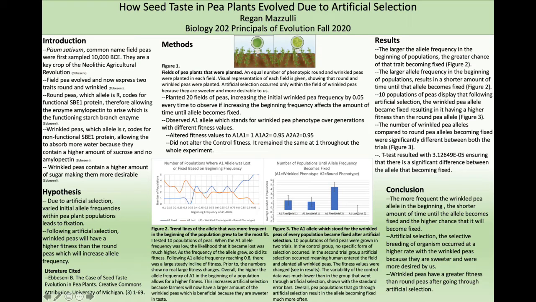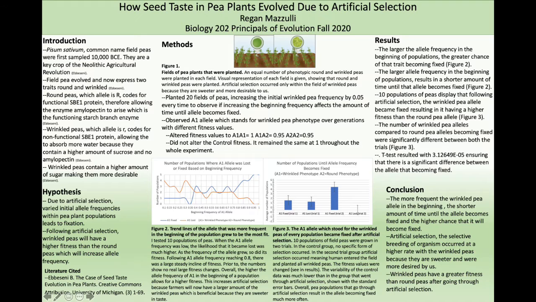So in conclusion, if we move down to our conclusion section, we have found that the more frequent the wrinkled pea allele in the beginning, the shorter amount of time until that allele becomes fixed, and the higher chance that it will become fixed. And we found that artificial selection, which I've said is the selective breeding of an organism, occurred at a higher rate with the wrinkled peas because they were sweeter and more desirable to us, and that the wrinkled peas have a greater fitness than round peas do after going through artificial selection.